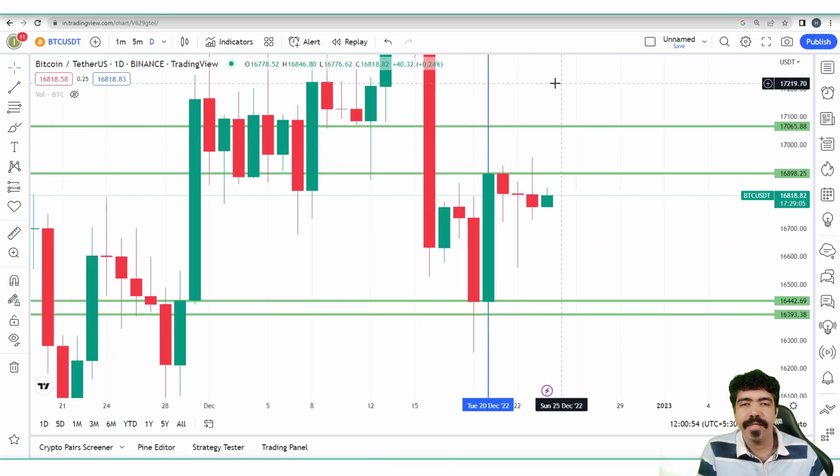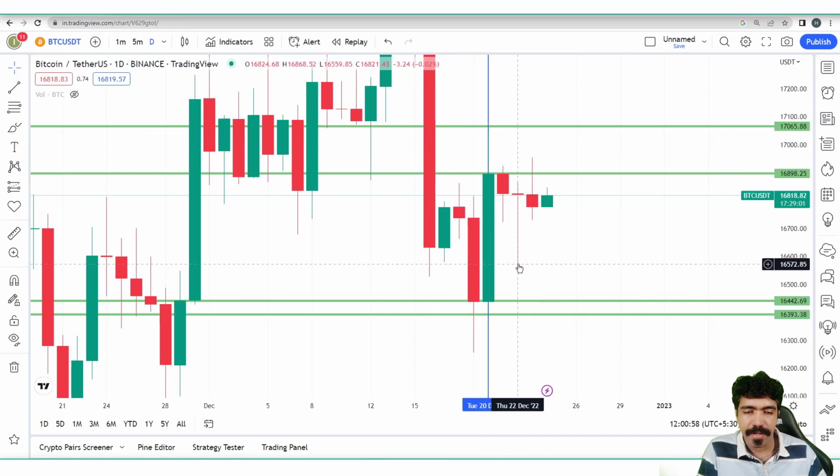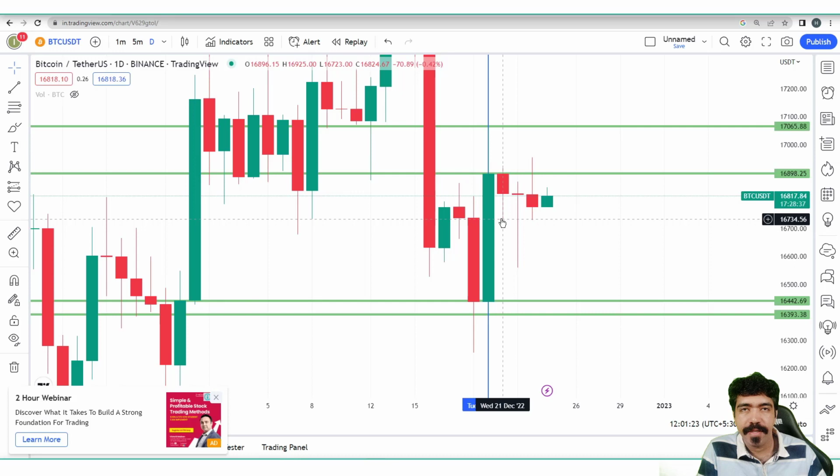Let us now understand the significance of one candle. This is the candle being taken into consideration, the candle of 20th December 22. What is the meaning of this candle? It shows that the opening price was $16,442 and the closing price was $16,898. The highest the price went was $17,065, and the lowest was $16,393 on 20th December 22. This is the significance of one candle of the 1 day time frame.